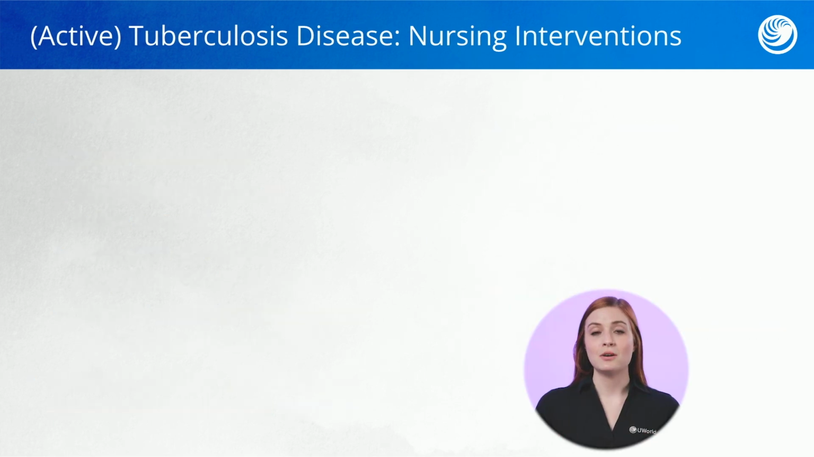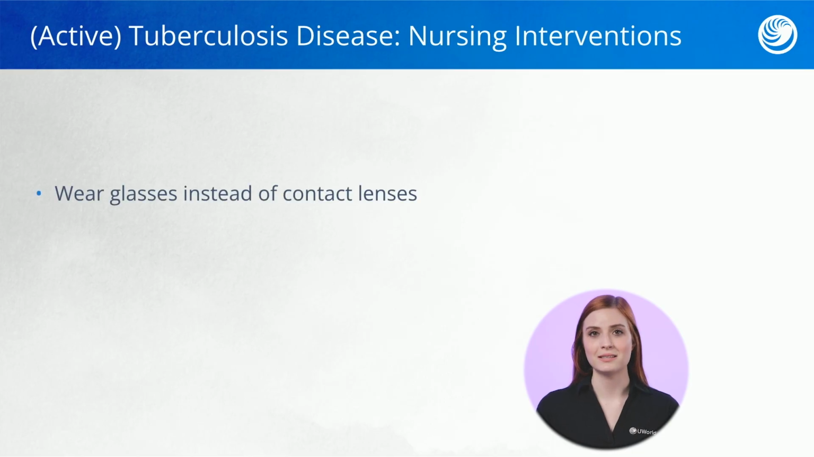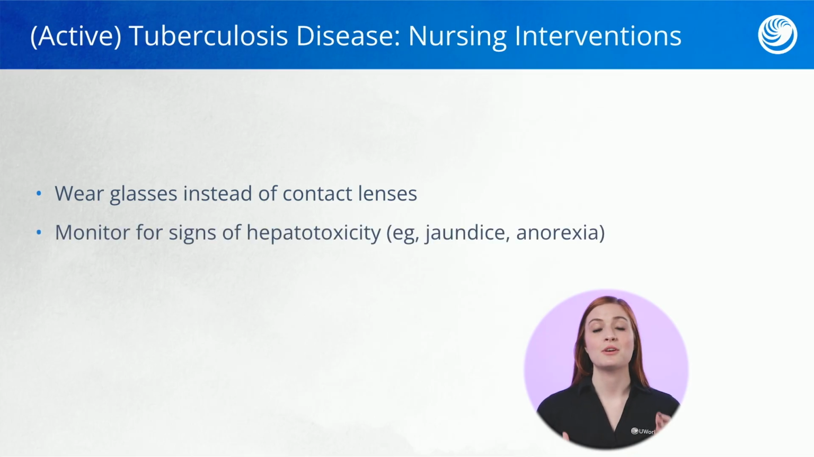Now, clients with active TB are going to be on 4 medications at once and for a while, so we need to make sure they understand the side effects and are able to properly manage them. It's important that clients wear glasses instead of contact lenses. Rifampin turns bodily secretions orange, and it can eventually stain contact lenses. We also need to monitor these clients for signs of hepatotoxicity. Isoniazid is very hard on the liver, and lab results can often show increased liver enzymes. These clients will often require frequent laboratory monitoring of liver enzymes as well as things like electrolytes and blood count to make sure that the drugs are not affecting their body adversely.